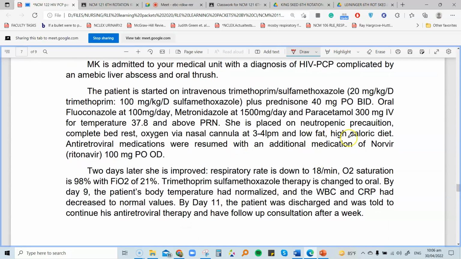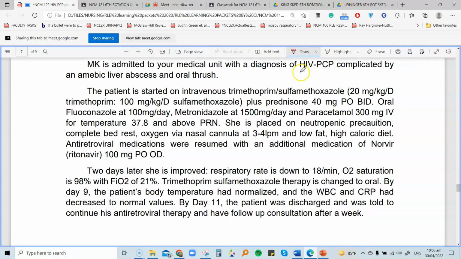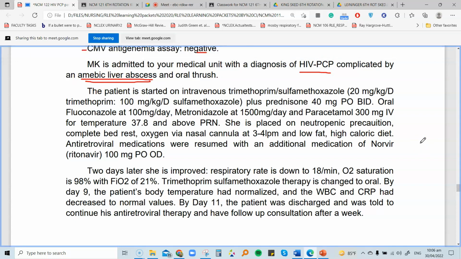Next, let's move on. Hence, your patient was admitted in the medical unit with a diagnosis of HIV-PCP complicated by amoebic liver abscess. Liver abscess. When you have a liver abscess, it talks about infection. Kasi abscess is nana. Okay, nana siya. It's your pus. So that particular lesion that was found in your CT scan is basically the pus that has formed in your liver. That's why the patient was complaining about tenderness. And you have your oral thrush.